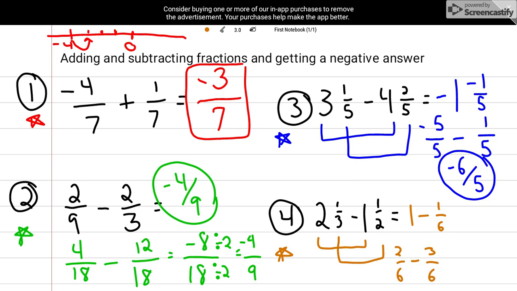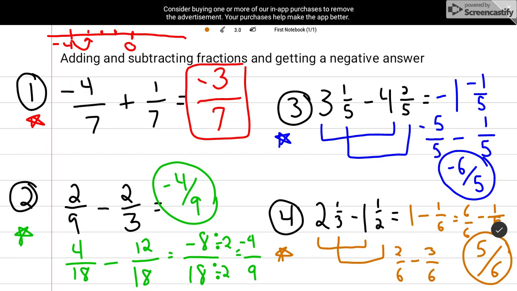So now my new problem is 1 minus 1/6. Find some of these common denominators. 6 over 6. I could rewrite 1 as that. Minus 1/6, I'm sorry. So my final answer is going to be 6 minus 1, which is 5, over my denominator of 6.